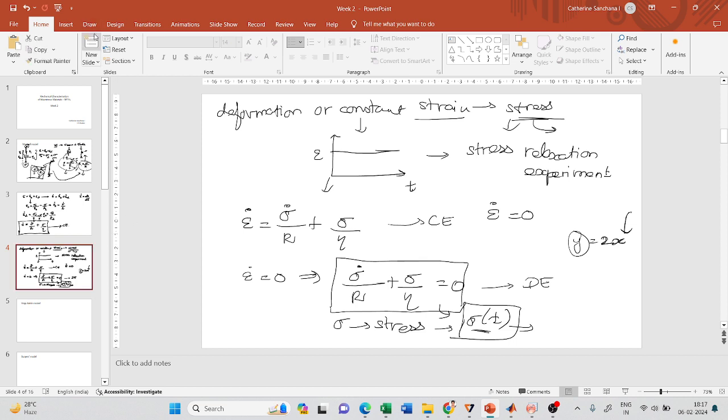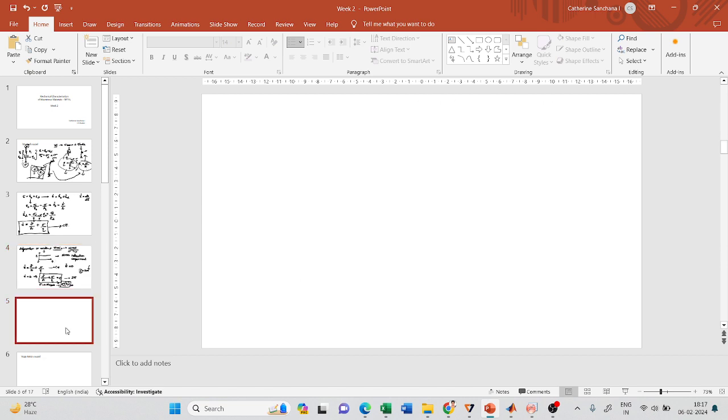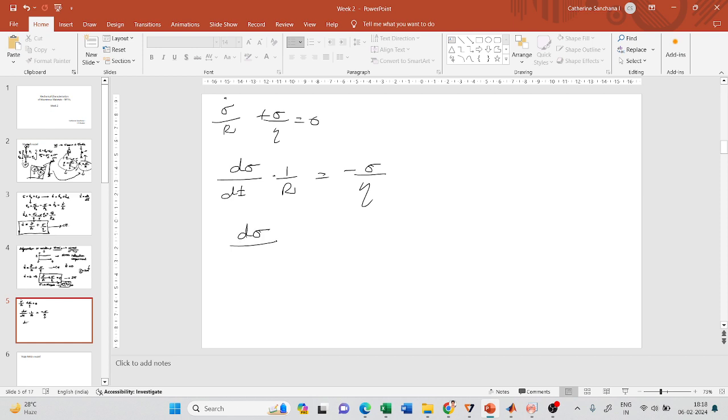So what is the differential equation that I have to solve? It is sigma dot by r plus sigma by eta is equal to 0. Right? Now let me write this as d sigma by dt into 1 by r is equal to minus sigma by eta. Okay. So now how am I going to solve this? I'm going to solve this by separation of variables. Okay. So I'm going to bring all the sigma to one side: d sigma by sigma into 1 by r is equal to minus 1 by eta into dt. Okay. So now I'm going to integrate this.